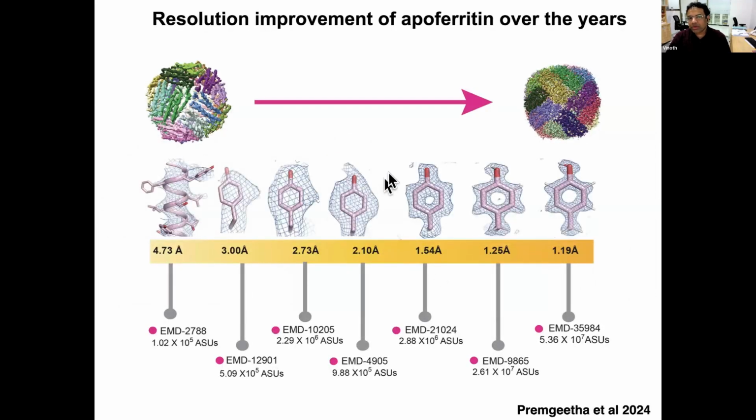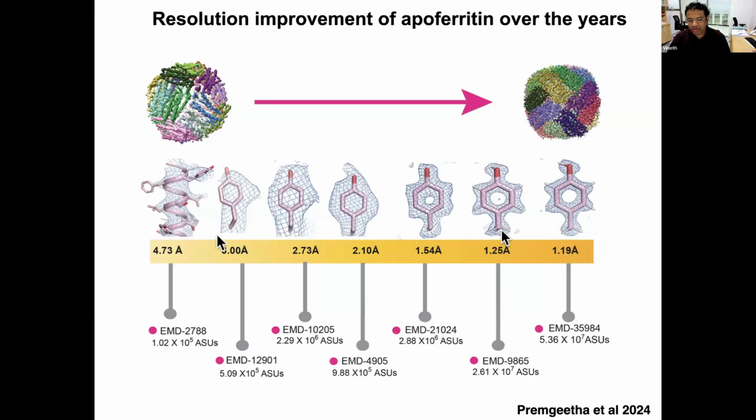This is one popular example, apoferritin. You can see here we started with about 4.7 angstrom. This is in the late 2010s, I think. And now we have about 1.1. This is outdated; there is about 1.1.